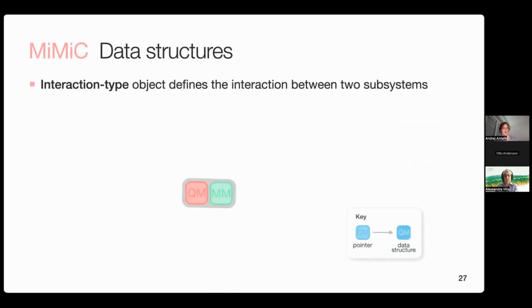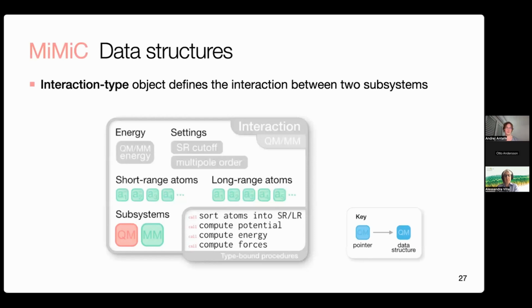And if we go deeper and look at the interaction type object, you see that we store the settings for these interactions. This is the QMMM interaction we've seen before, and then the list of these short range and long range atoms for computing the interaction terms.